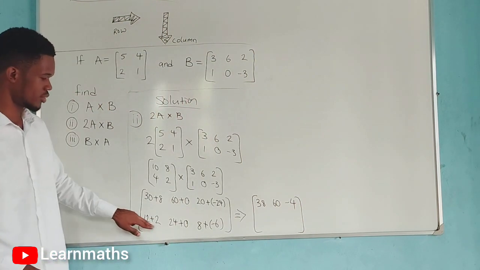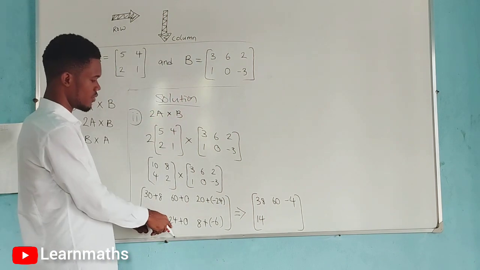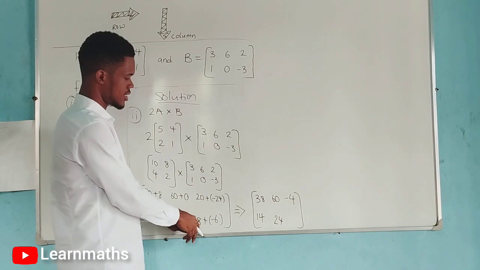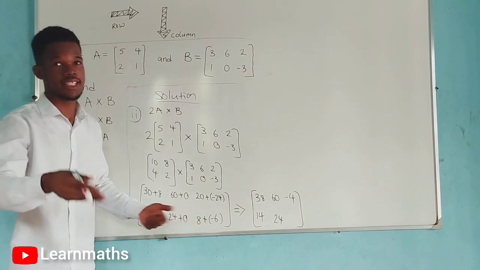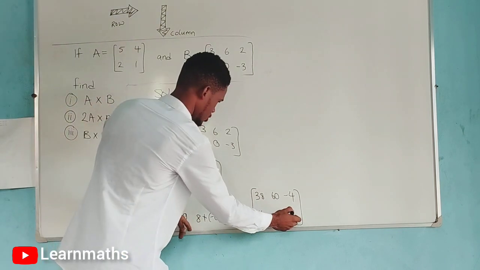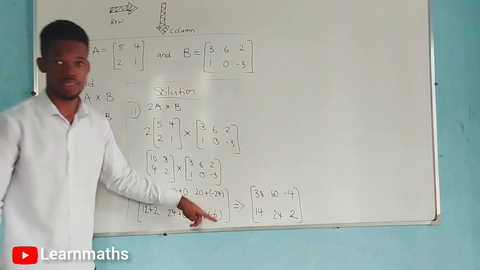Right? So 12 plus 2, that's 14. 24 plus 0, that's 24. 8 plus negative 6, that's like saying 8 minus 6, right? 8 minus 6, that's 2. Okay, positive 2.